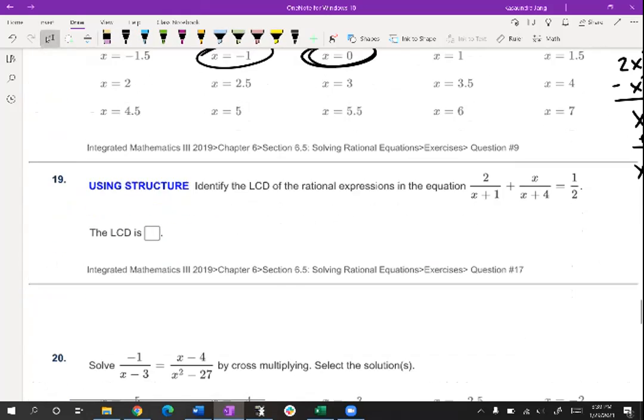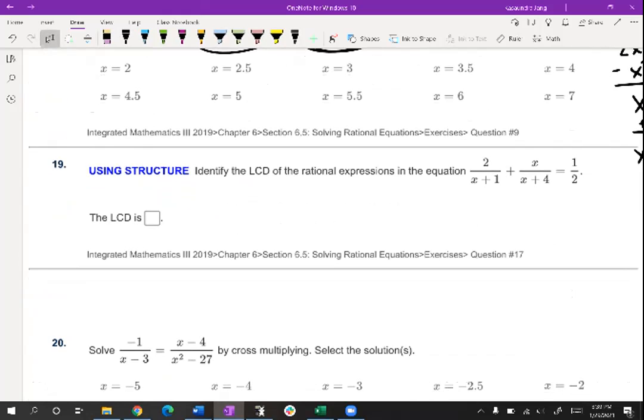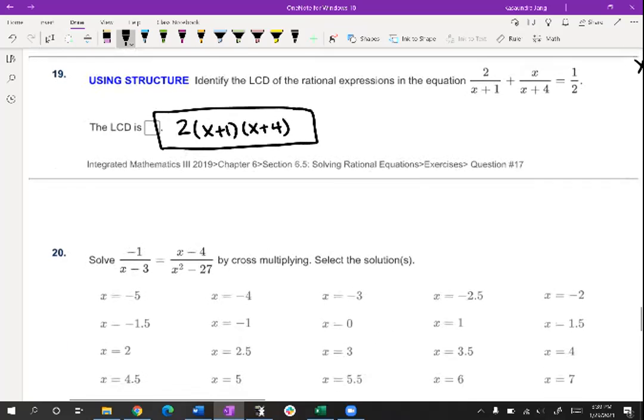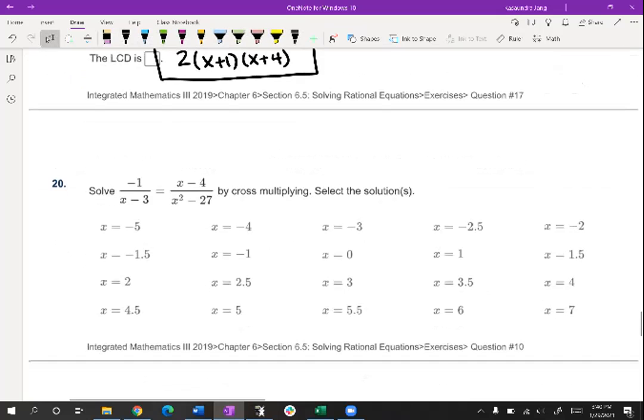All right, 19. Identify the LCD, the least common denominator, which I don't think any of these have anything in common, really. So I'm going to have to use them all individually. I'm going to have to use the 2 separate from the x plus 1, separate from the x plus 4. That is my least common denominator. All right, and then let's see, I think we got our last problem. We've got to solve by cross multiplying.